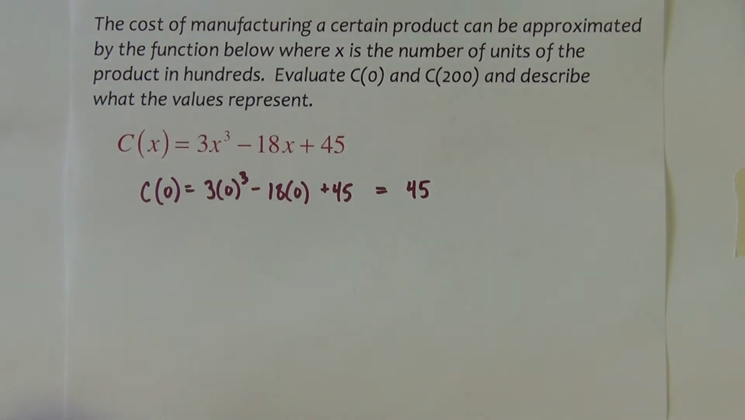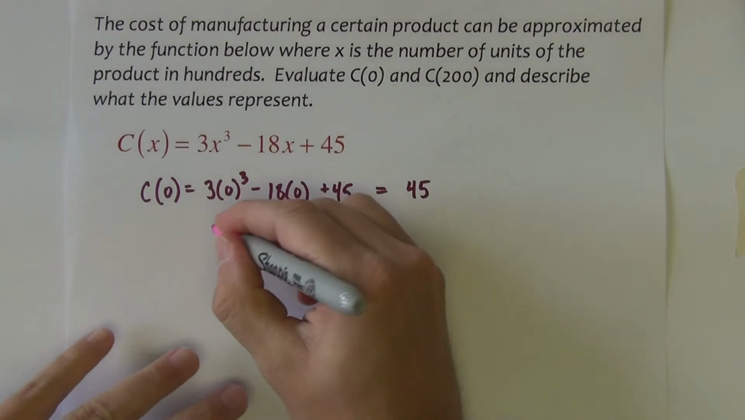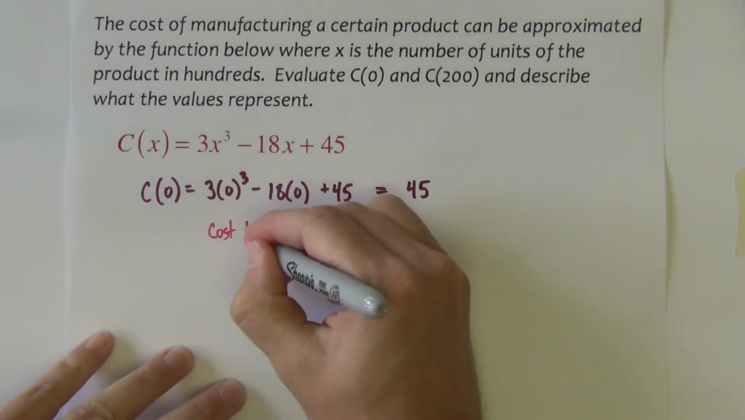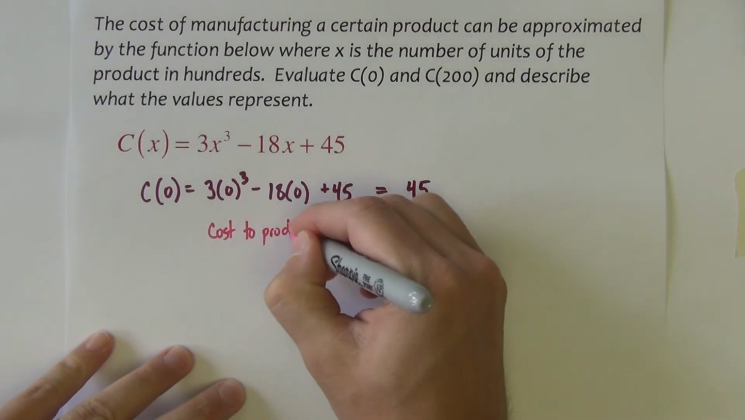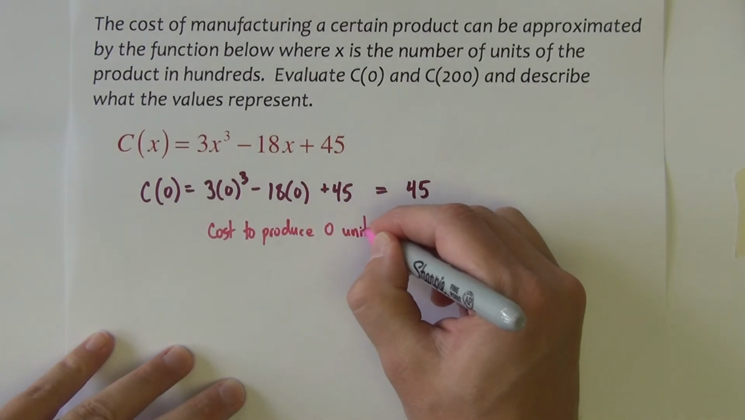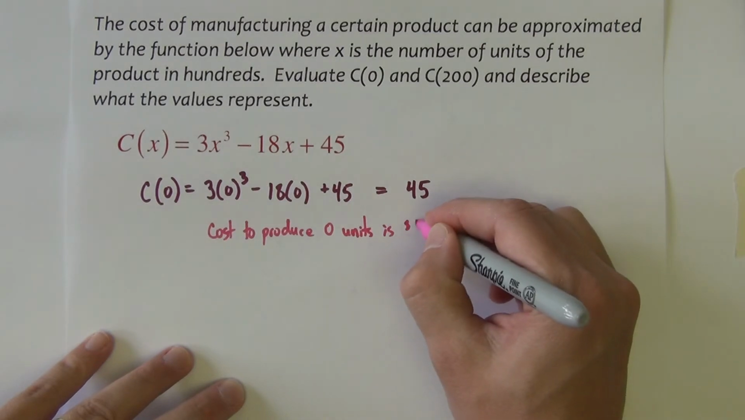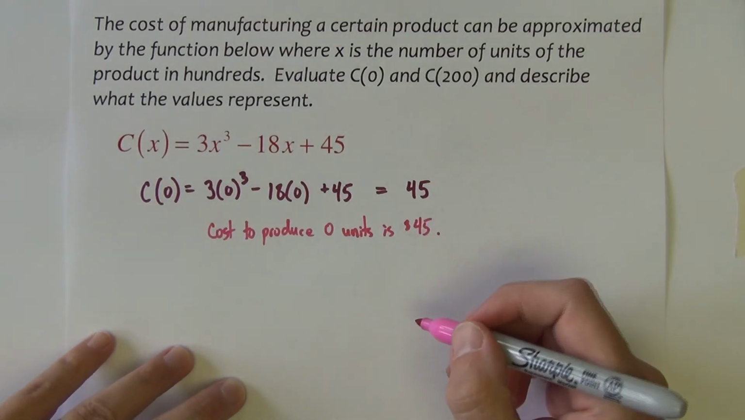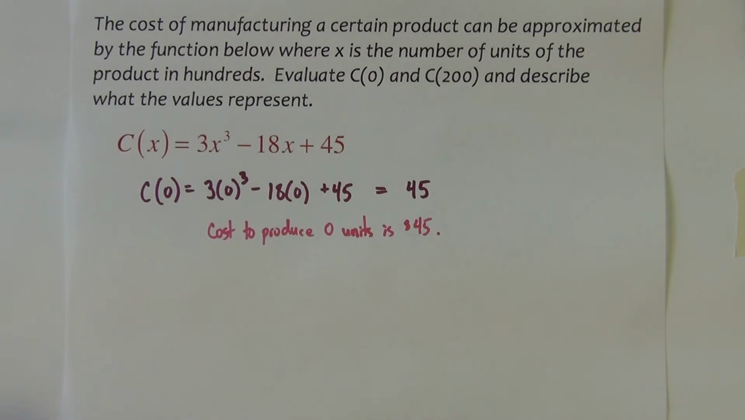So what does that tell me then if I'm going to interpret this answer, that the cost to produce 0 units is $45. Okay, so there is some cost to make nothing. Maybe there was equipment cost, etc. So it does cost something here to make nothing.